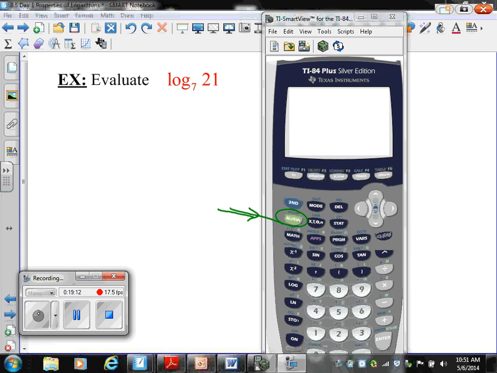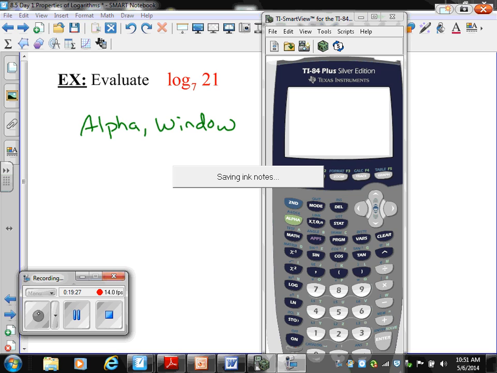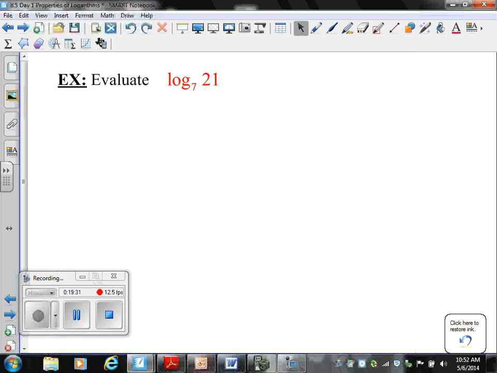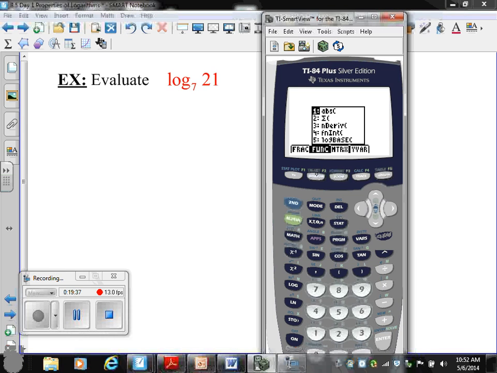Okay, not what I expected to happen. So if I hit alpha and then window, number 5, see where it says log base? When I choose that, look what I have on the screen. It looks exactly how I want it to look. I can put a 7 in where the base goes. I push to the right.